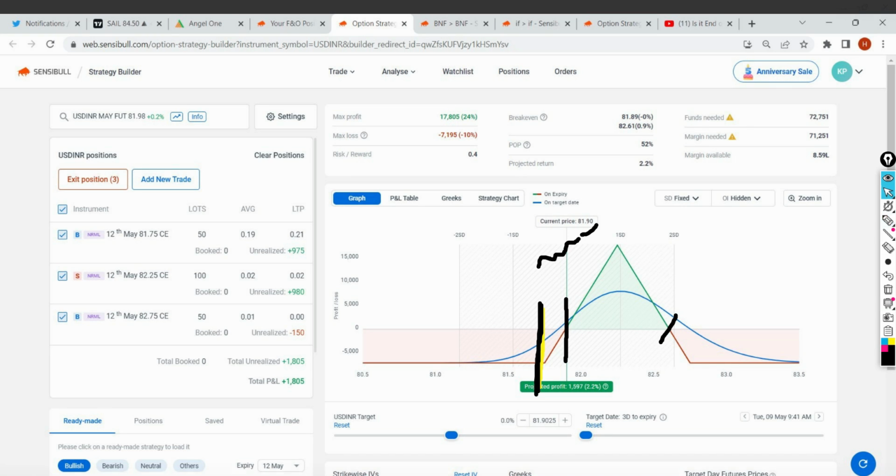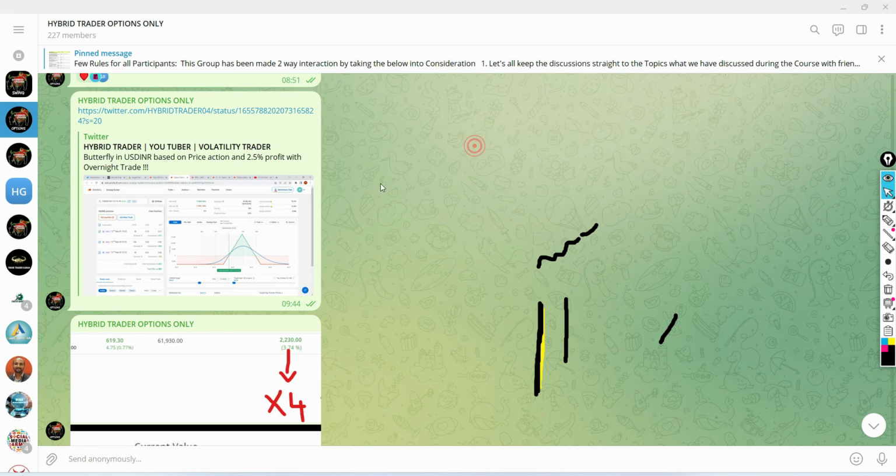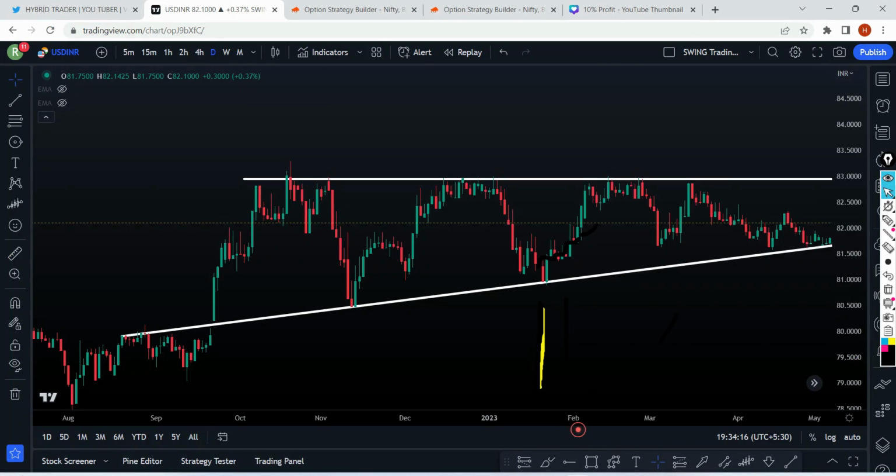Let me show you why I've deployed the butterfly. When I entered into the butterfly yesterday, the chart was looking something like this, the USD INR. Check this: whenever it took this support, it went up. The second time it took support, it went up. Almost the third time it took the support, it went up, and maybe the price was standing somewhere here.